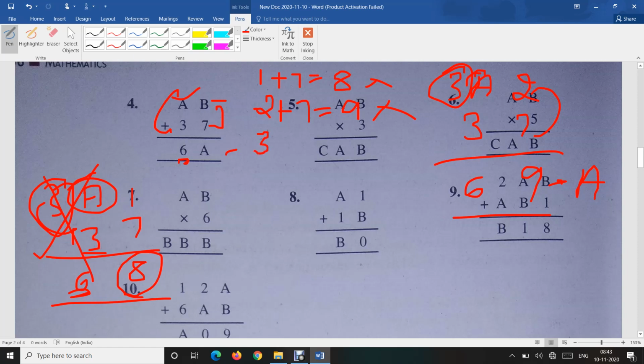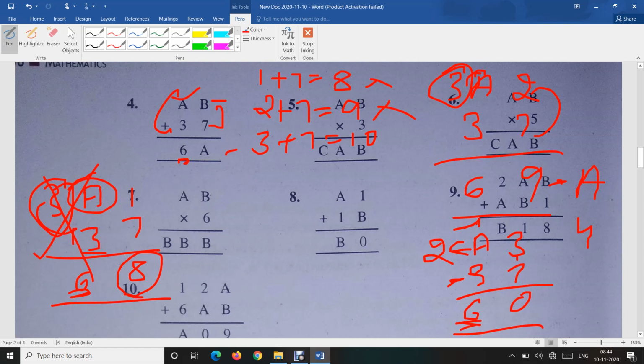Now let us try for 3. 3 plus 7 is equal to, we know that 10. If we put 3 at the place of b, then 3 7 and 7 plus 3 is 10, 1 carry forward, then 3 plus 1 is equal to 4, and here we should have 6, then here a will be replaced by 2, because 3 plus 1 is equal to 4. And how we can get 6?